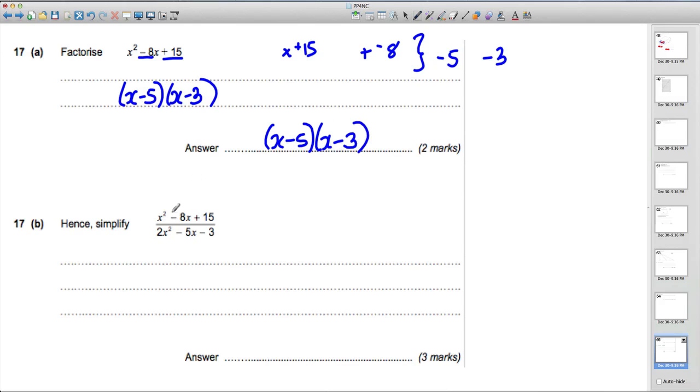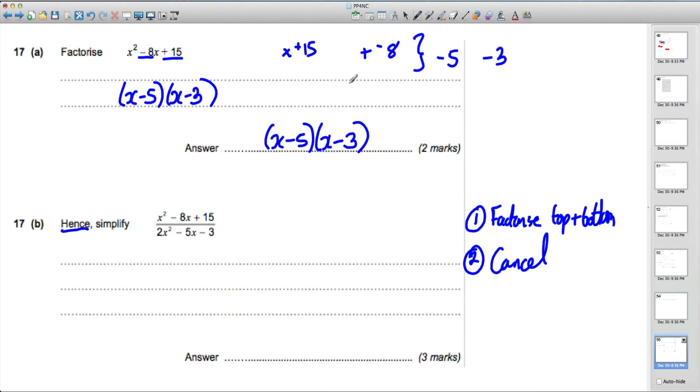Now, we have seen these in the last 3 videos. We are told to hence simplify this. Now, when you're simplifying algebraic fractions, step 1, you should remember this now, you factorise top and bottom. And then step 2, you cancel. So let's have a go at factorising top and bottom. We have done part A. We have factorised the top. We know it factorises to x subtract 5, x subtract 3.